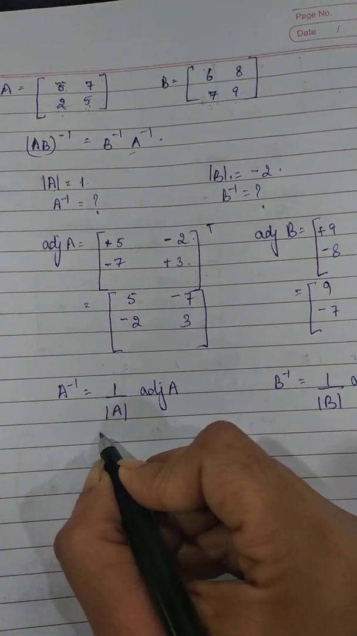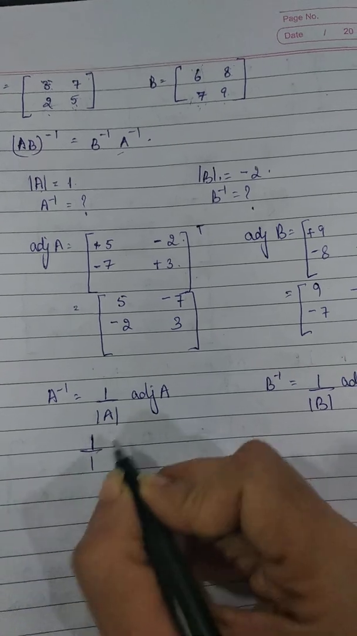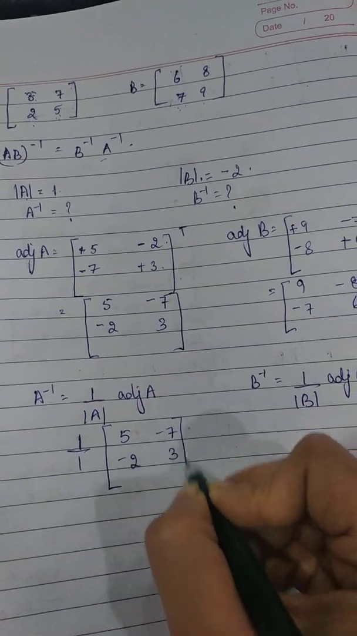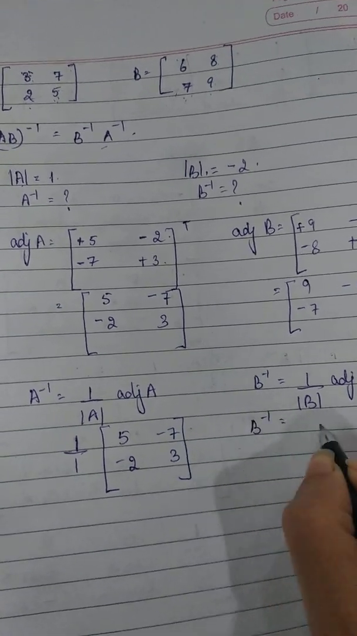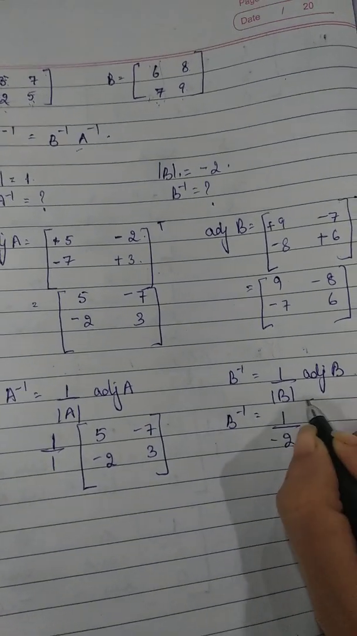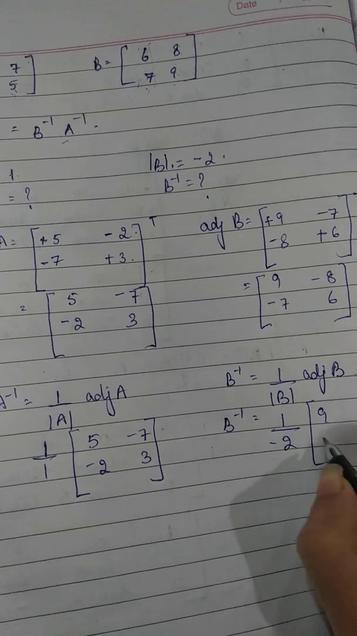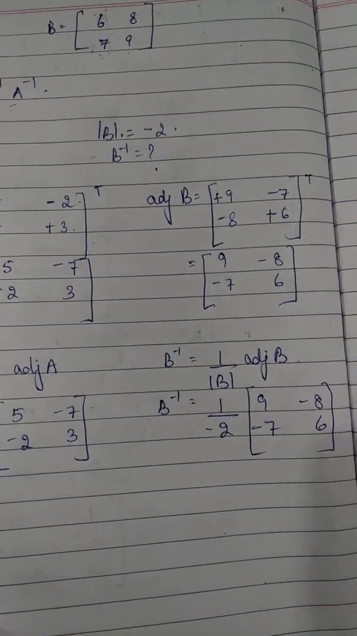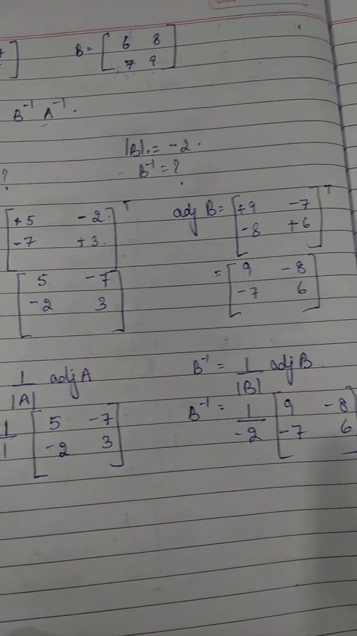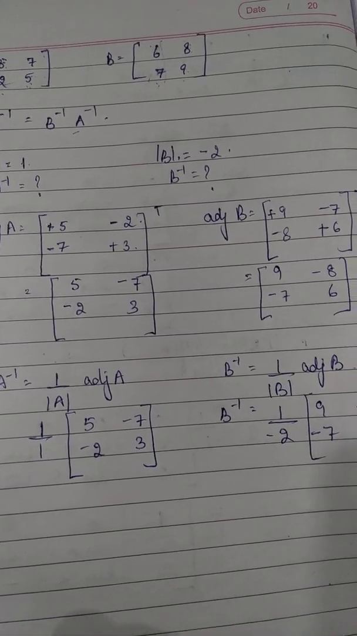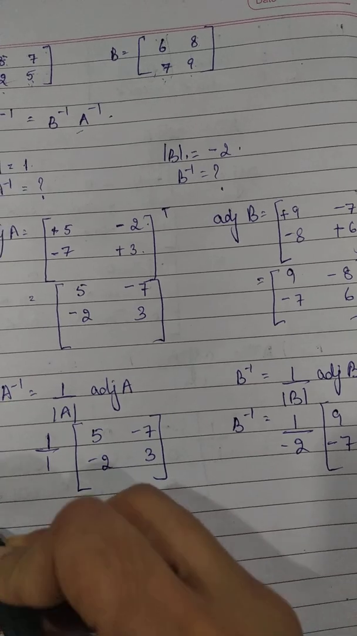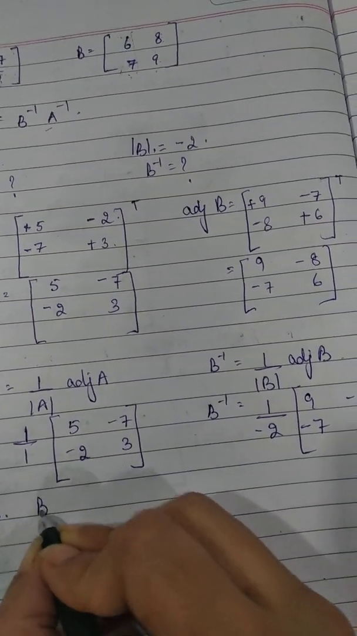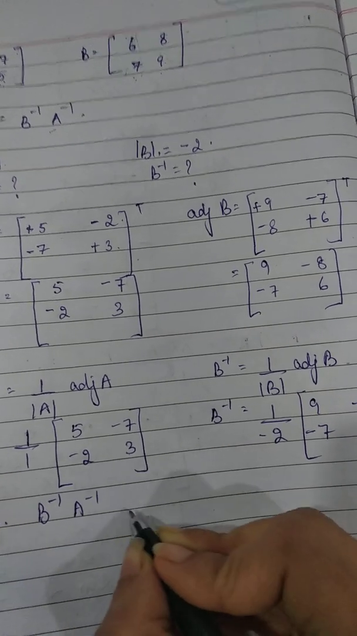One upon determinant of A, that's 1. And B inverse here is, right. This is what we find out. Let's find the RHS now. We found A inverse and B inverse. RHS is B inverse A inverse.